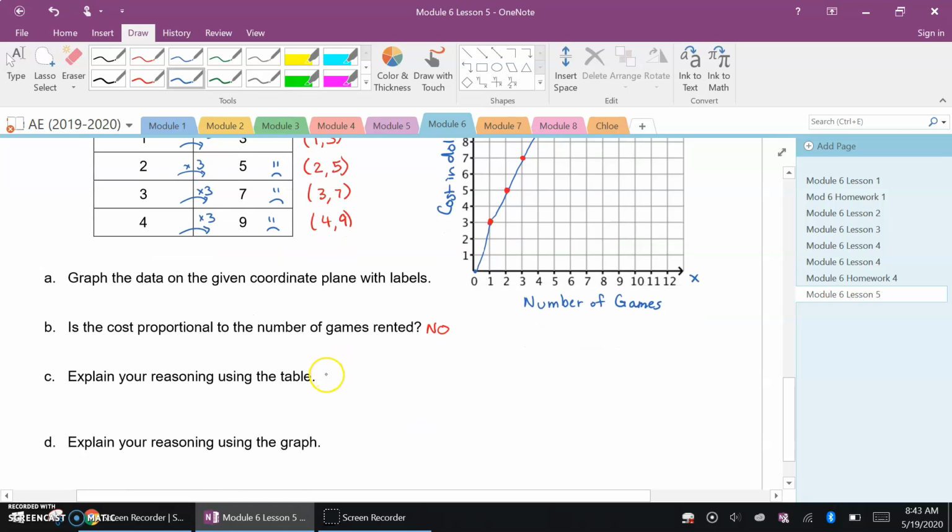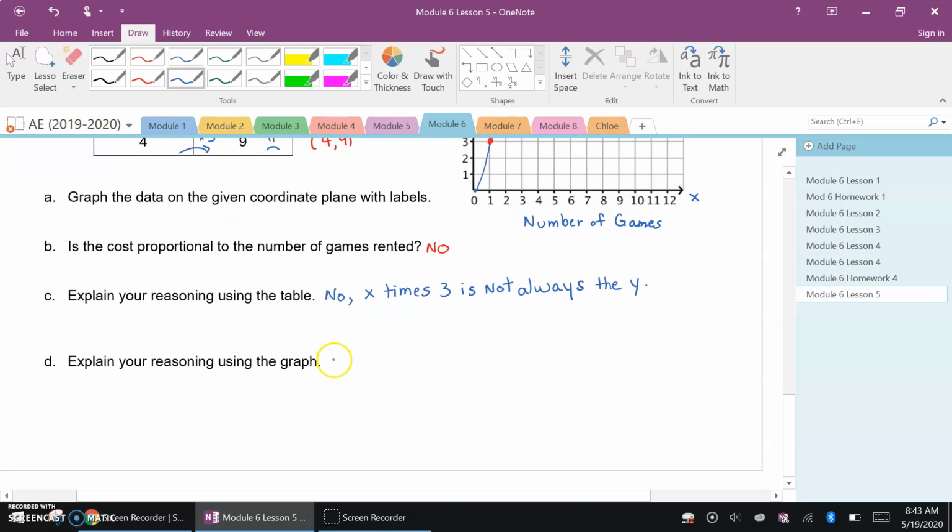So on C, we're going to put no. X times 3 is not always y. The reason we say not always is because it was on the first one, just not past that. When we look at the graph, we can say, no, the graph is not linear. So you don't need to give the reasons why it works, so like starting at the origin, but you are going to want to make sure you say the reason that it's not. And that's it.